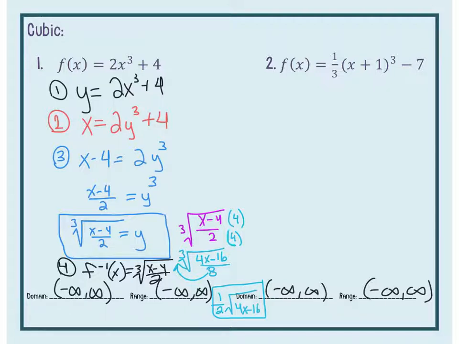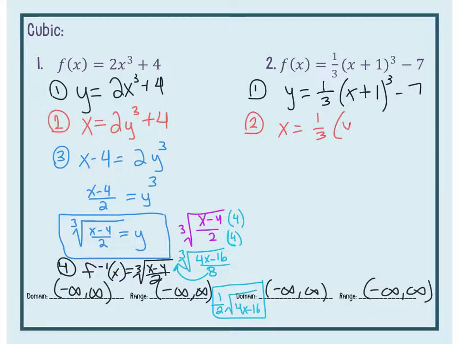Number 2 does get a little bit harder. I gave us more variables here. We have an A, H, and K. So step 1, it still doesn't change. We're going to rewrite it with a y in place of x. Second step is we're going to switch the x and y. And I feel like all of us should be able to get here with very little understanding.